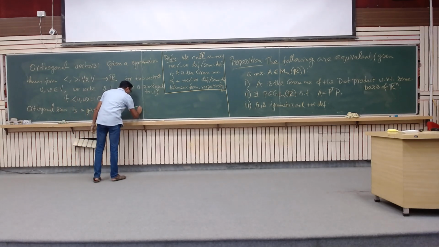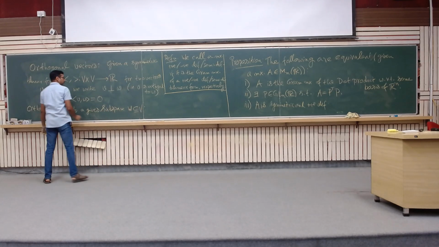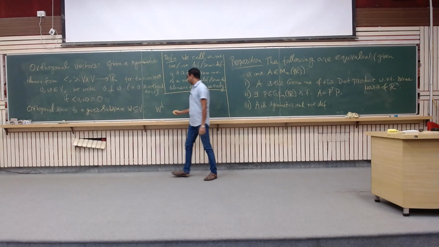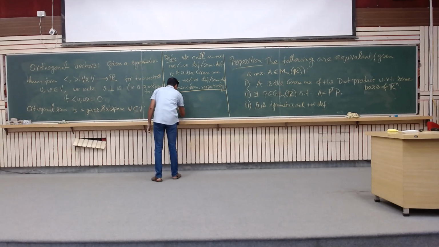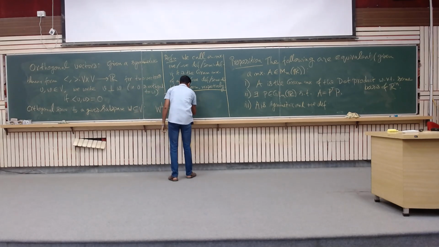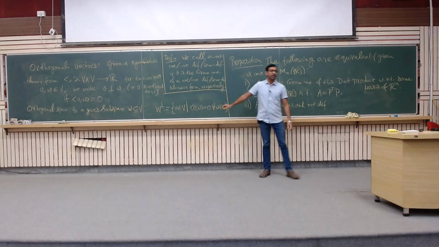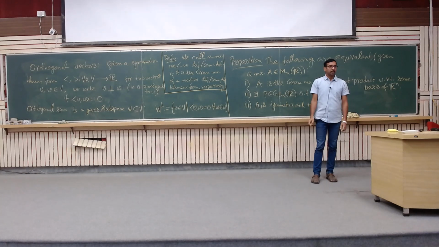W of V, say. Okay. How do you define this? We denote it by W perp, and we define it to be all the vectors V in V such that ⟨V, W⟩ is equal to 0 for all W in W. Okay. So, a set of all vectors which are perpendicular to all the vectors in W.